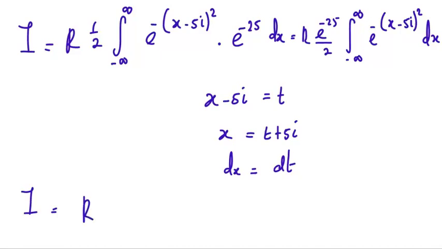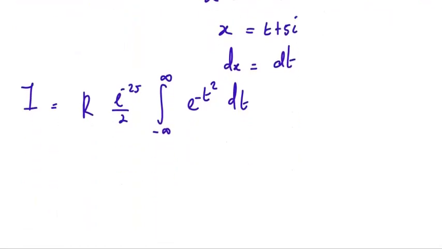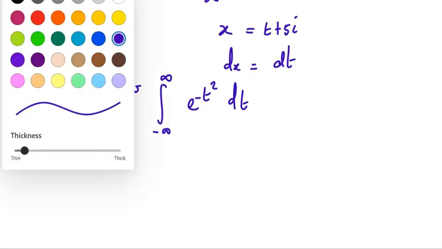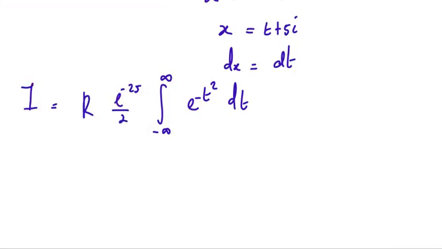So this is the real part, e to the negative 25 divided by 2, then the integral from negative infinity to positive infinity of e raised to the power of negative t squared dt. Don't forget, this is the Gaussian integral. Let us recall properly: the integral from negative infinity to positive infinity of e to the negative x squared dx is equal to the square root of pi.